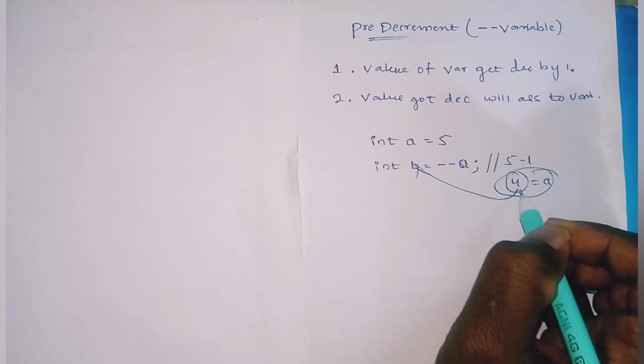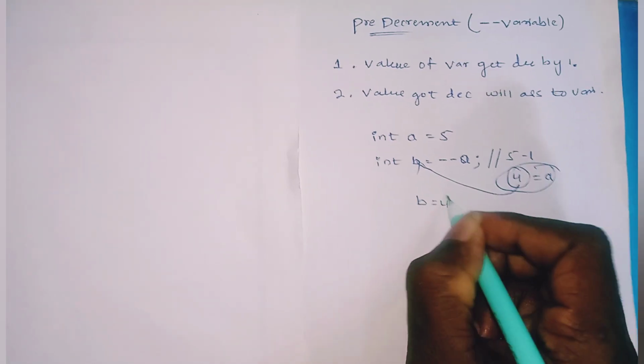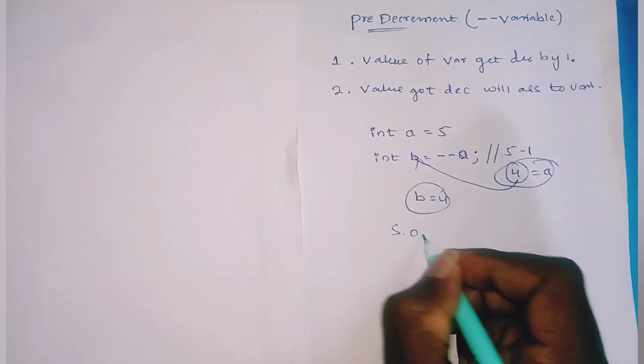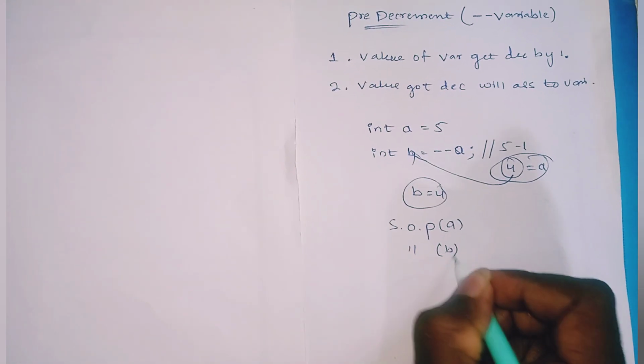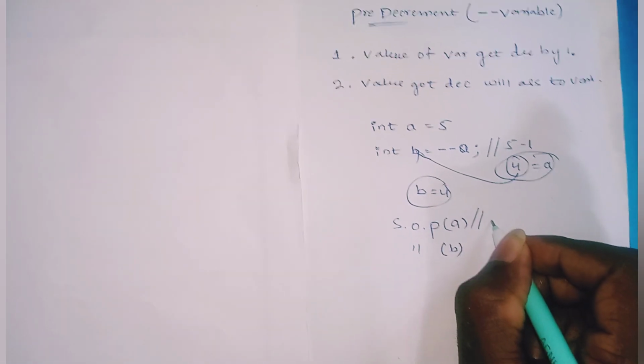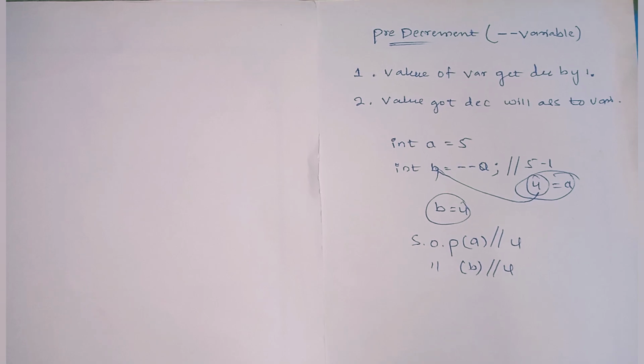I mean this decremented value will be assigned to this variable. Now the b value becomes 4. So now if you try to print both a and b values, it gives the output a equals 4 and b equals 4.